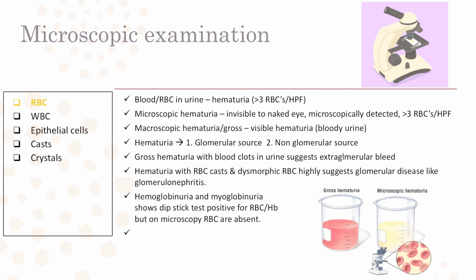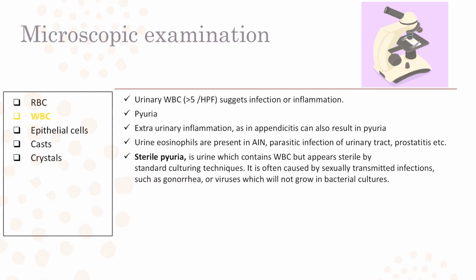So hemoglobinuria, myoglobinuria, porphyrinuria, they show dipstick positive for RBCs because of RBCs or hemoglobin, but on microscopy the RBCs are absent, right?